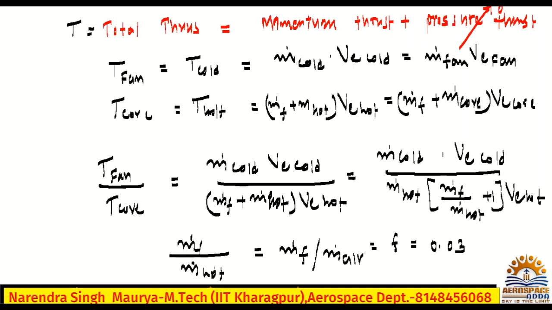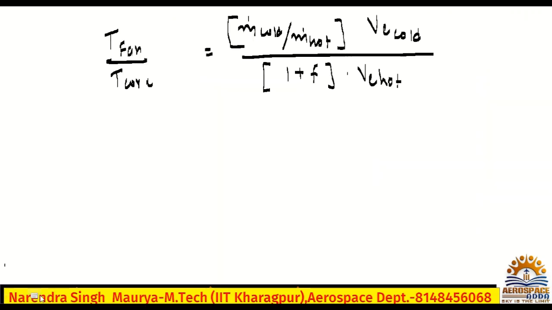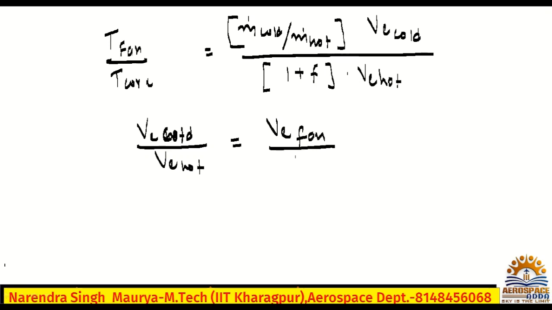Now it is clear. See, this m dot cold, m dot hot I have taken in the numerator. In the denominator, m dot by m dot h, we have m dot f by m dot h, which is nothing but a small f. So 1 plus f into V hot. You can check this. Okay, it's simple only. We'll write all the values. Now can you tell me what is the V cold divided by V hot? This can also be written as V cold, cold means fan, divided by hot means core.